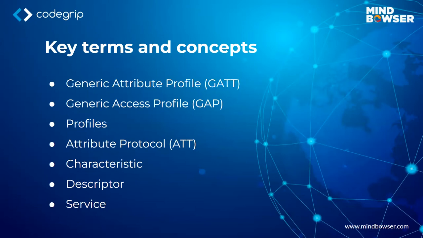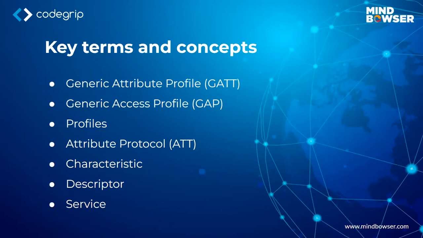Next we will see what are the terms and concepts present in BLE. When we start working with this, we may consider all these points. These are very helpful while working with BLE devices. Here we will see in short. First, I will let you know what is the generic attribute profile. Then we'll see the generic access profile. Then what are profiles, attribute protocol, characteristics, descriptors, and services. All these concepts are present in BLE.